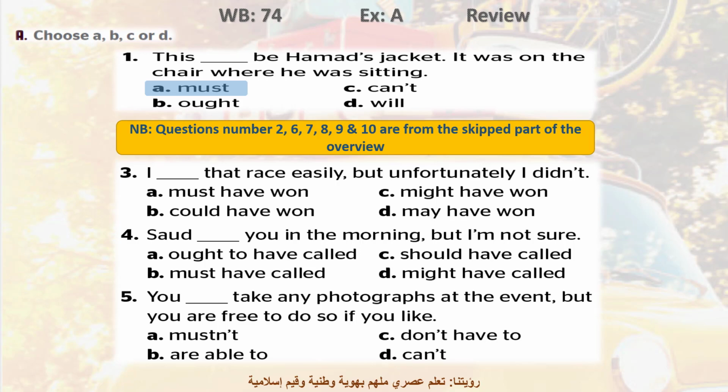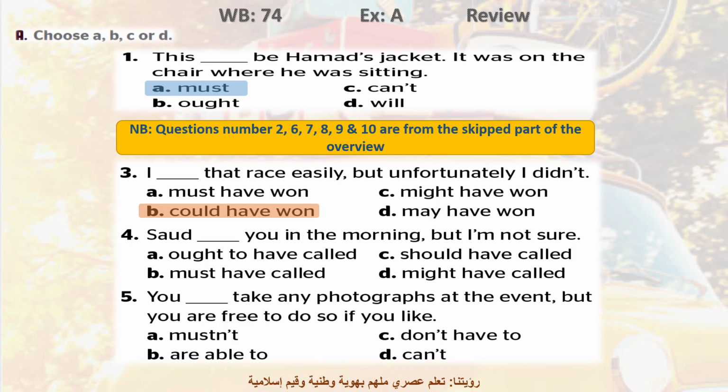اوكي نشوف. I فراغ the race easily, but unfortunately I didn't. I must have won, could have won, might have won, may have won. Yes, the answer is could have won. يعني كان يمكنني، هذه possibility in the past. كان يمكن أن يحدث هذا but unfortunately ولكن لسوء الحظ لم يحدث. Okay? Let's move to number 4.